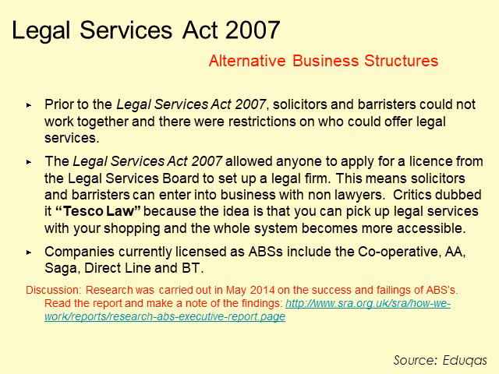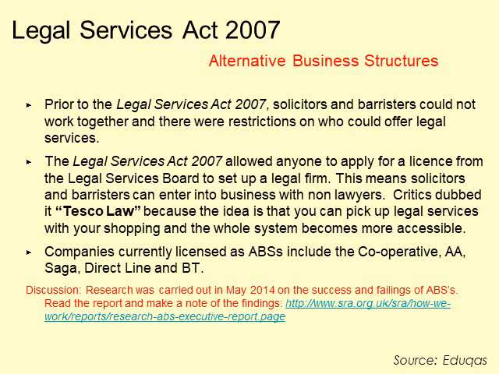The Legal Services Act 2007 allowed for alternative business structures to be created within the legal profession. So before this, solicitors and barristers couldn't work together, and there were restrictions on who could offer legal services. The Legal Services Act 2007 allowed anyone to apply for a licence from the Legal Services Board to set up a law firm. This meant that solicitors and barristers can enter into business with non-lawyers.